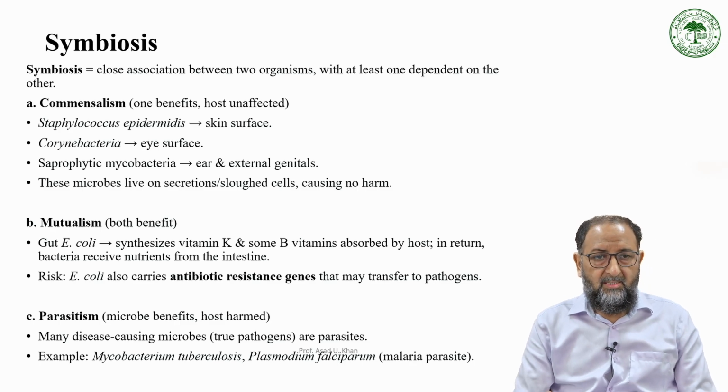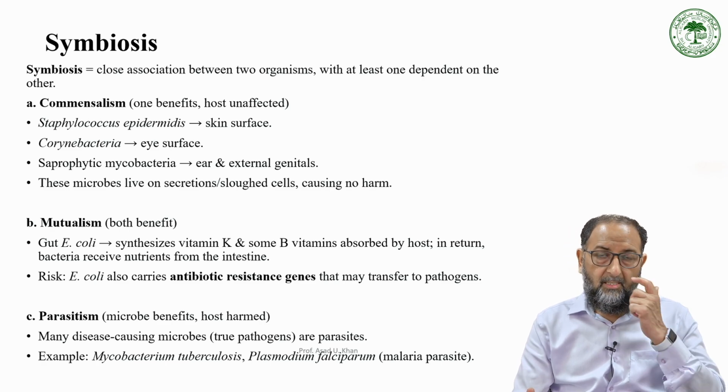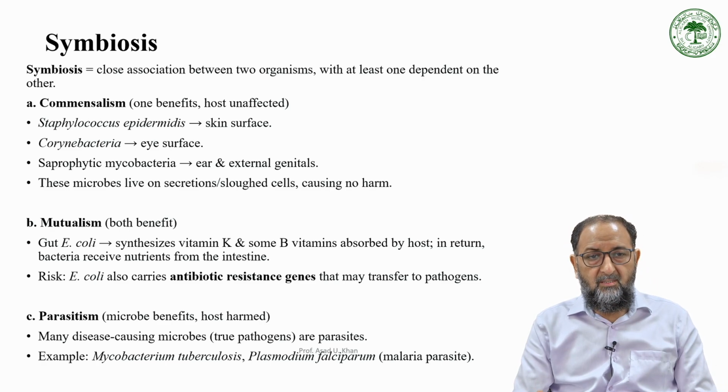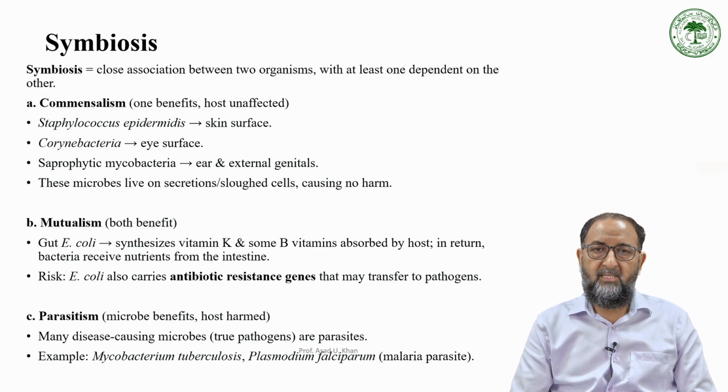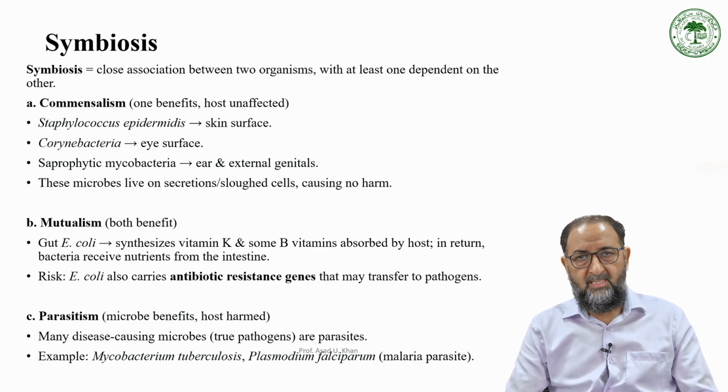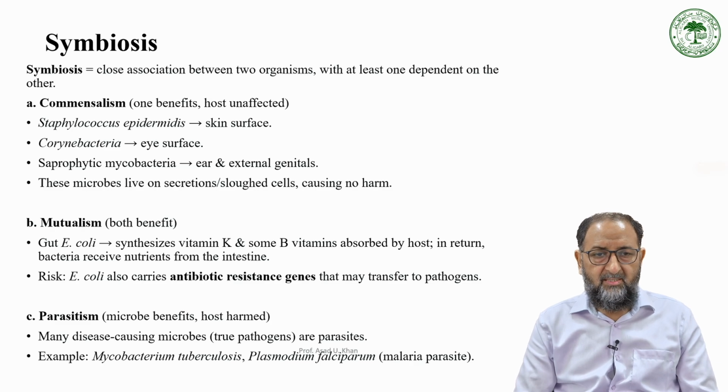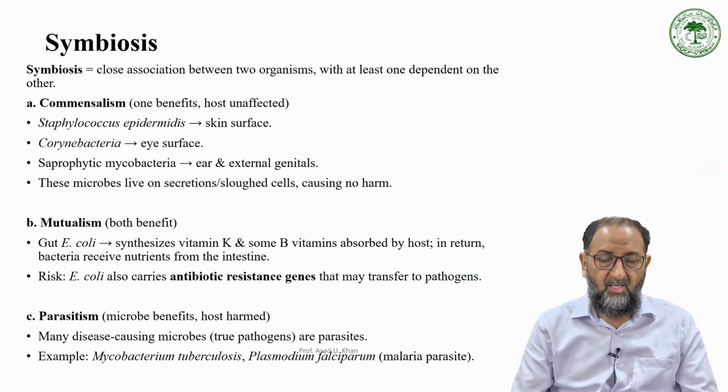For example, in the gut, E. coli synthesizes vitamin K and some vitamin B, which are absorbed by the host. So the host benefits, and in return the bacteria receive nutrients from the intestine. The risk of these microorganisms is again in the case of antibiotic resistance genes, which may be transferred to pathogens that are present. They may lead to infection at later stages, or under an immunocompromised state, or if a patient has weak immunity, then infection control could be impossible or difficult.